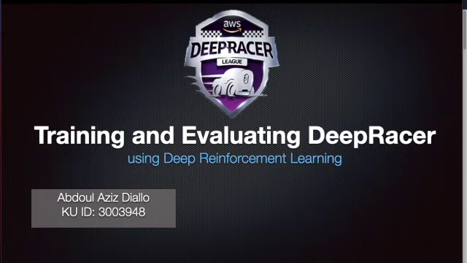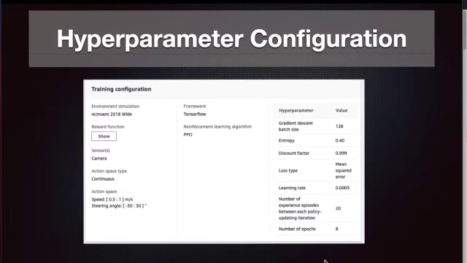Hello, I'm going to show you my DeepRacer car configuration for the model on the AWS side. My hyperparameter configuration is as follows. As you can see, the environment is the RE Invent 2018 wide, and we're using TensorFlow for the framework, and PPO for the training algorithm, which, as stated by Amazon, is a state-of-the-art policy gradient algorithm that uses two neural networks during training, a policy network and a value network.